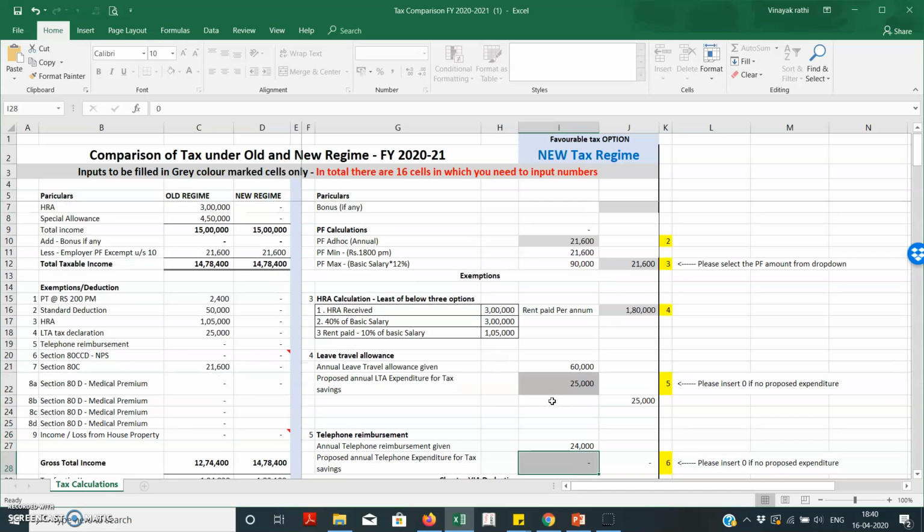Next is telephone reimbursement. Input the value with respect to estimated telephone or internet expenditure for the full year. In our example, we may take the value as 12,000.